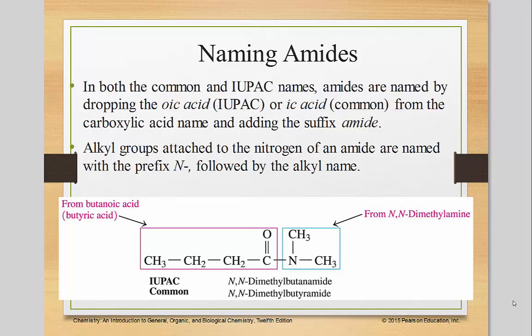In both the common and IUPAC names, amides are named by dropping the oic acid for the IUPAC, or the ic acid, from the carboxylic acid name and adding the suffix amide. Alkyl groups attached to the nitrogen of the amide are named with the prefix N. So if there's two of them, you'll say N,N.